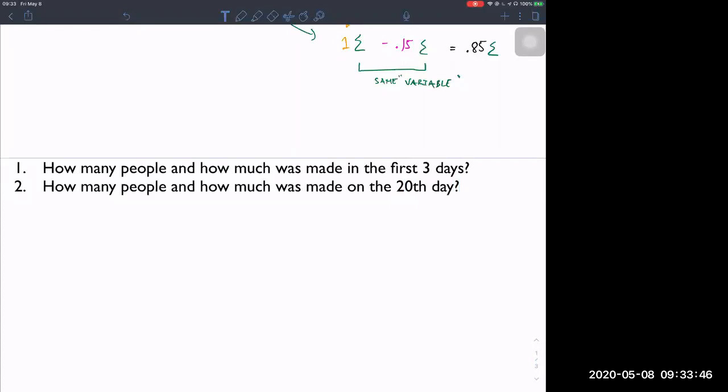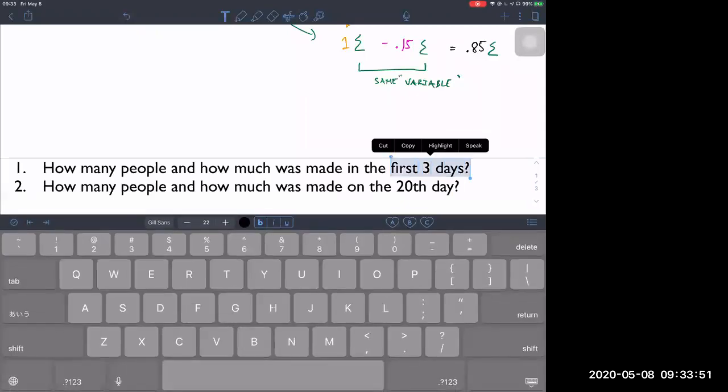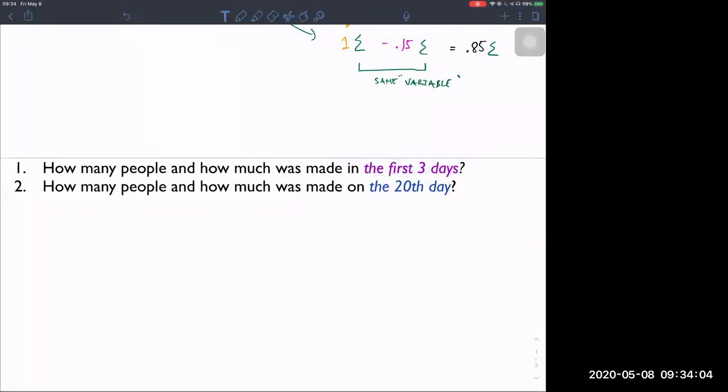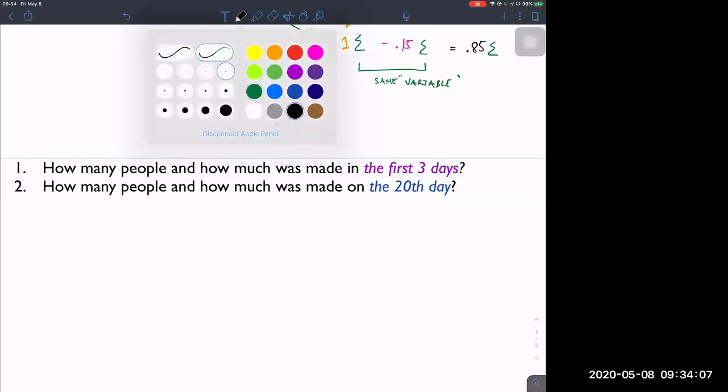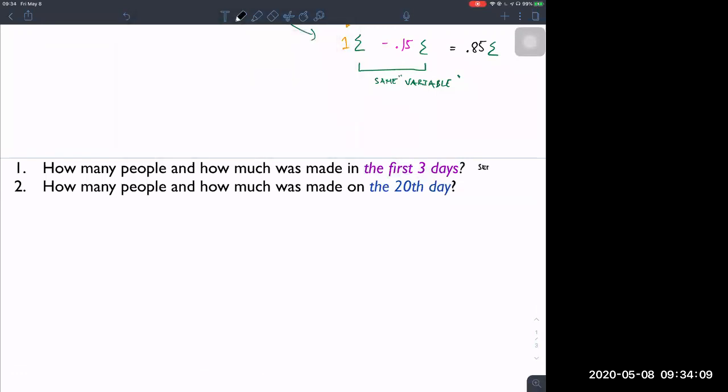And I'll already tell you right now because you guys will be working on this on your own. The difference is that this says first 3 days and this is 20th day. In fact, let me do these in different colors. The first 3 days. Okay, so that's how you know this is what they call a series. And this is what you would think of as a single day.